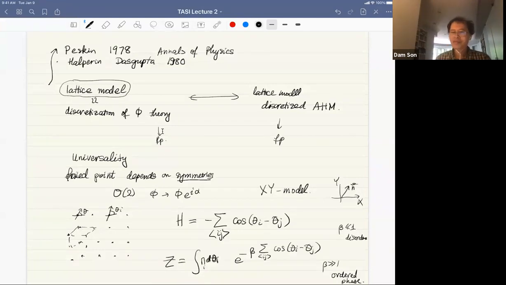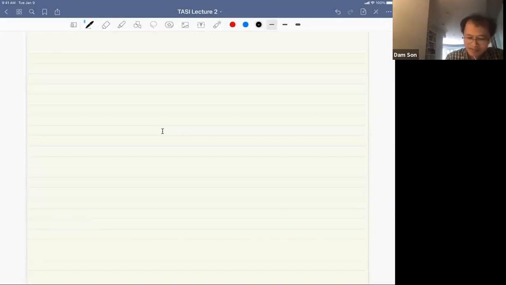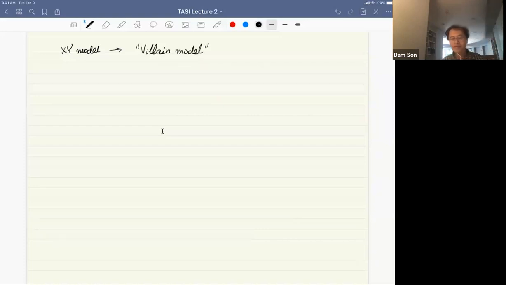In 3 dimensions, there is no theorem that forbids such a transition. So with this XY model, in principle, we can do many things, but it's much more convenient to modify this model a little bit, to make it more suitable for duality while preserving all the symmetry of the model. That is to go from this simple XY model to the so-called Villain model, which makes a lot of the formulas that I'm going to write much simpler.